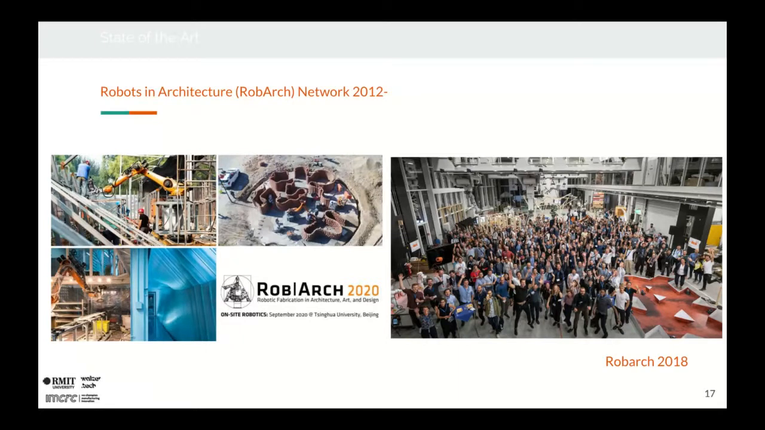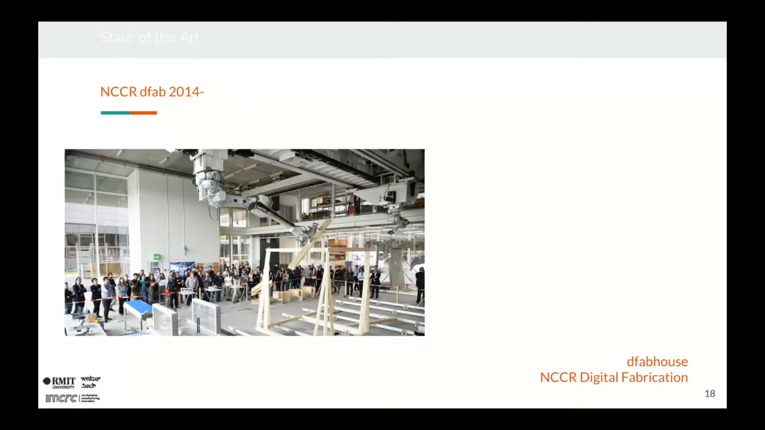And of course, the research groups that are part of this bigger network re-establish themselves as well. For example, the National Center for Competence in Research in Digital Fabrication, also at ETH, is looking at new processes for on-site, off-site, and different approaches to building, but mainly always focused on enabling bespoke processes for the building and construction industry.